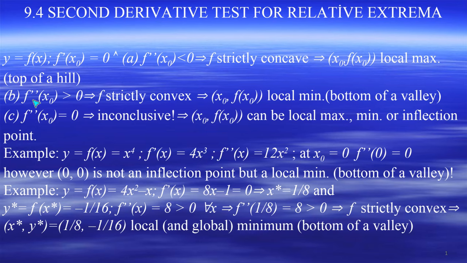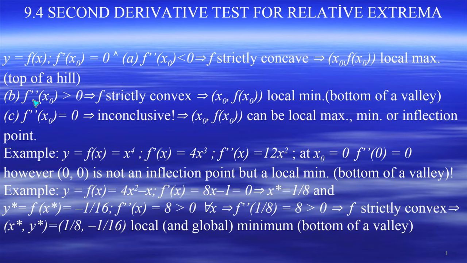If f double prime, the second derivative, is positive at x0, then the function is strictly convex at this point, then x0, f of x0 is a local minimum, a bottom of a valley. But if the second derivative at x0 is 0, the test is inconclusive. All right, so this stationary point can be a local maximum, a local minimum, or an inflection point. We may not know without further information.